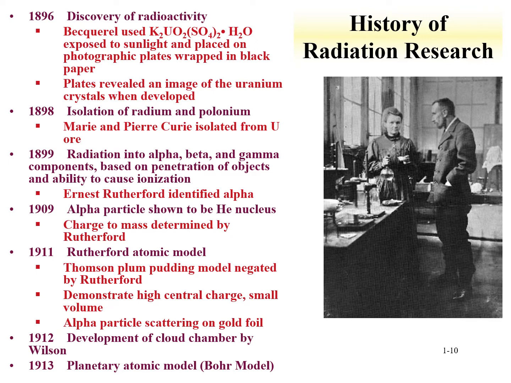From this scattering, the hypothesis was developed that the mass must be all concentrated in an area where the particle would impinge upon this nucleus and get scattered back. Detection of alpha particles and other particles was expanded in 1912 by the development of the cloud chamber, and then a planetary atomic model was postulated by Bohr in 1913.